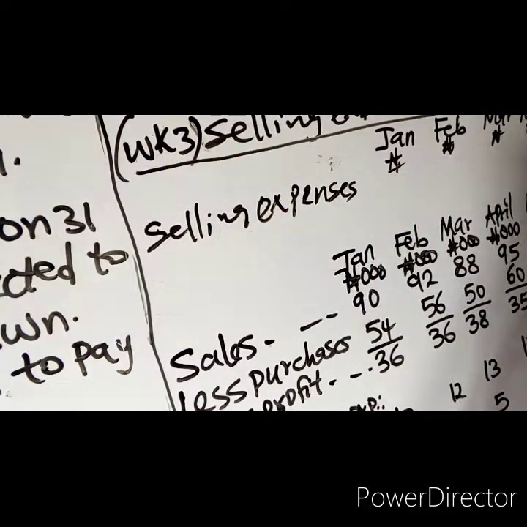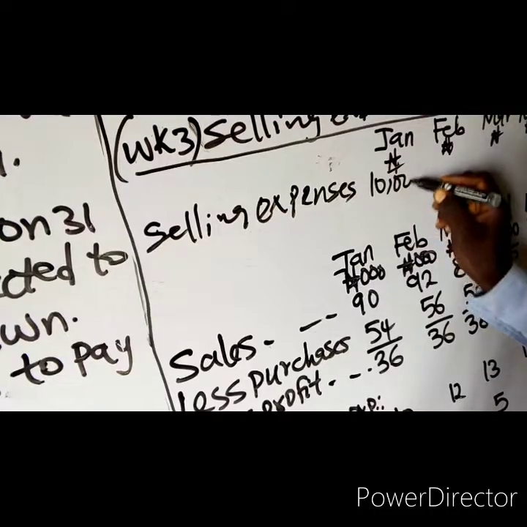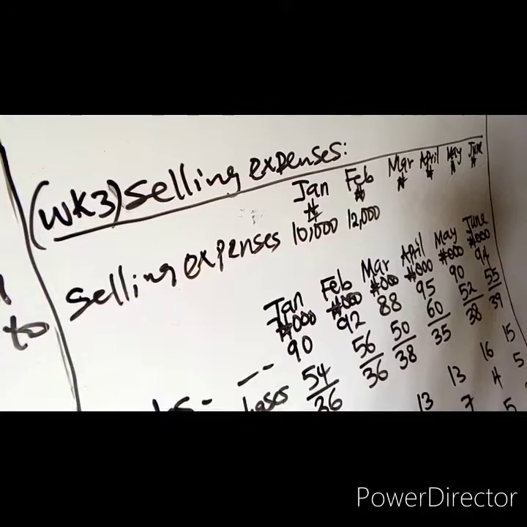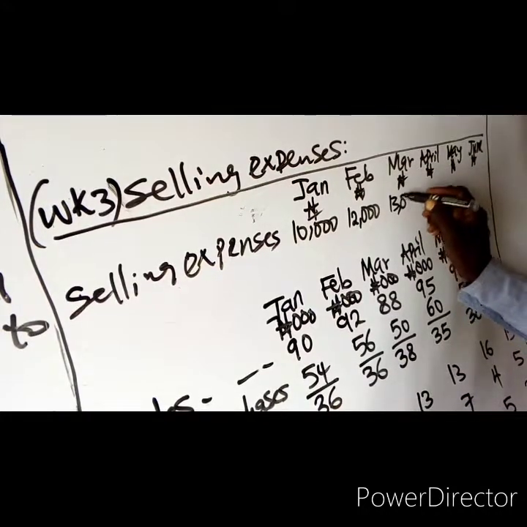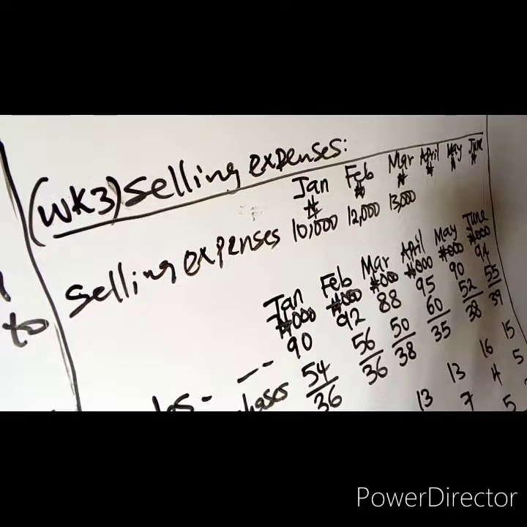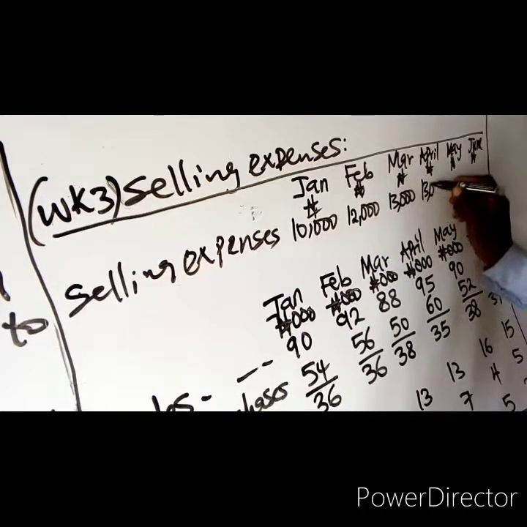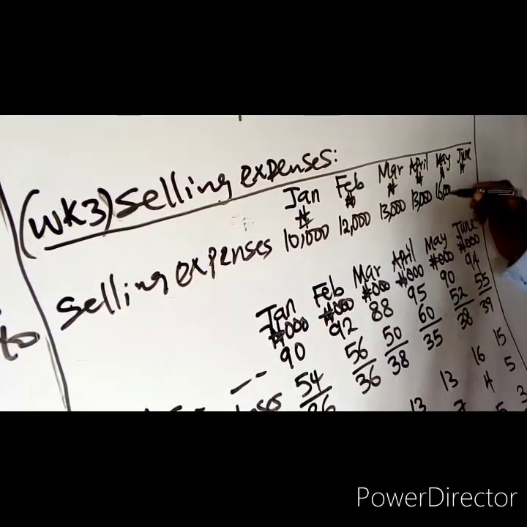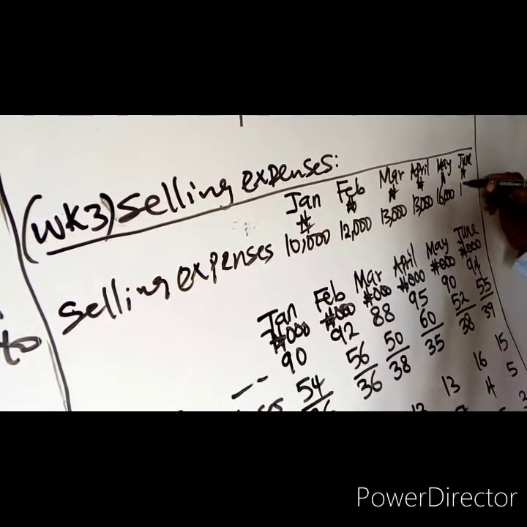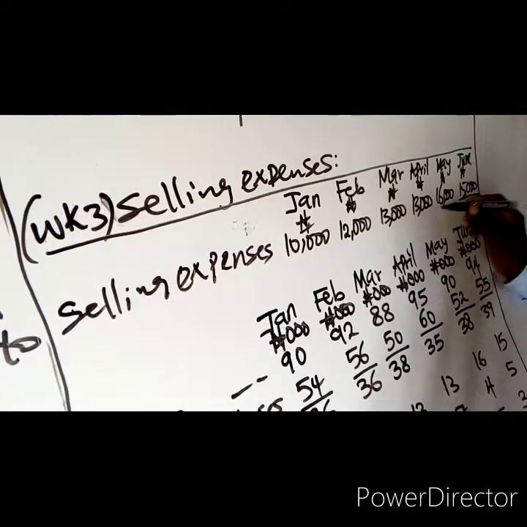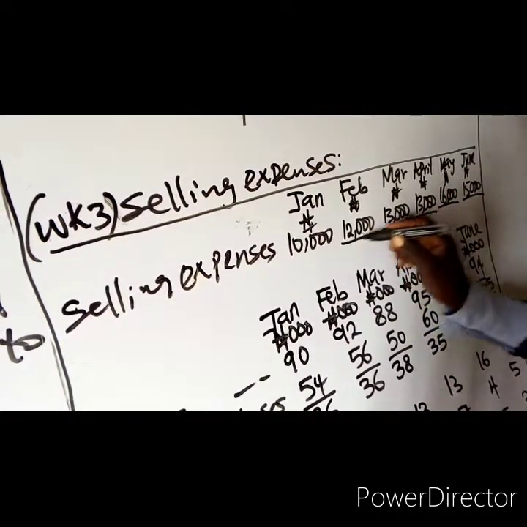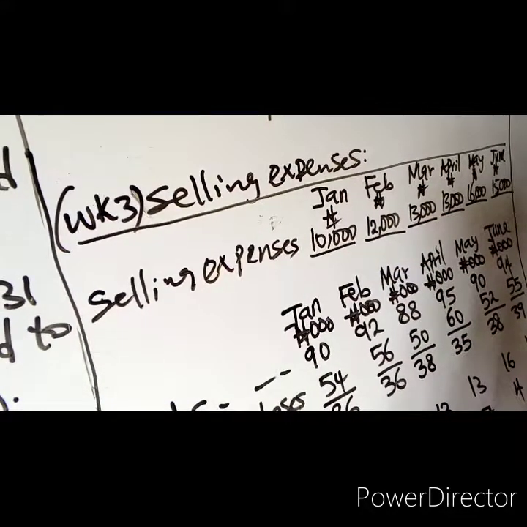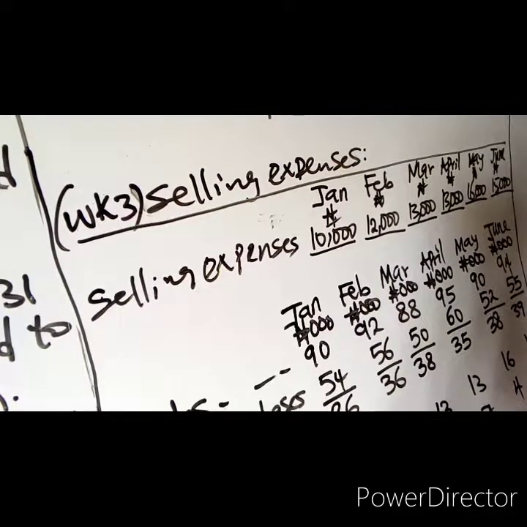For the month of January, we have 10,000. February is 12,000. March is 13,000. April is also 13,000. Then for the month of May, we have 16,000. And June, we have 15,000. That is the amount of selling expenses expensed in the budgeted statements of profit or loss.